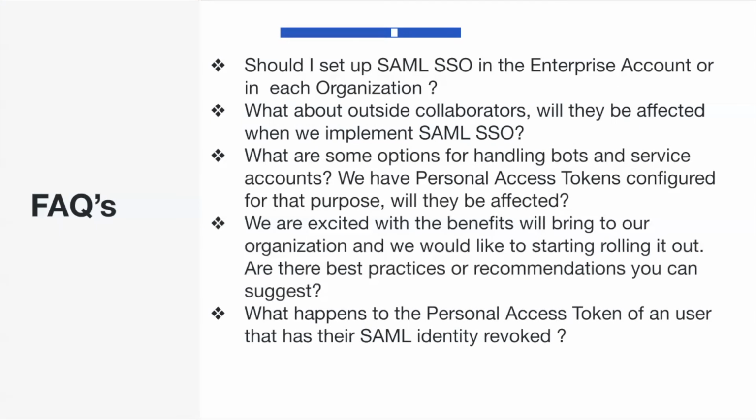And last is what happens to the personal access token of a user that has their SAML identity revoked. Once this user is removed from the organization, the personal access token is not going to be able to access resources of that organization anymore. Another best practice that is worth mentioning is to encourage the members of your organization to have personal access tokens that expire, that have an expiration date associated to them, and also to use the same practice for your bots and service accounts.